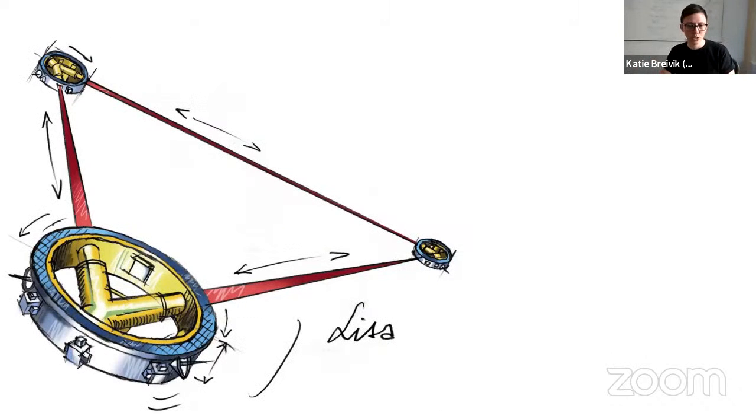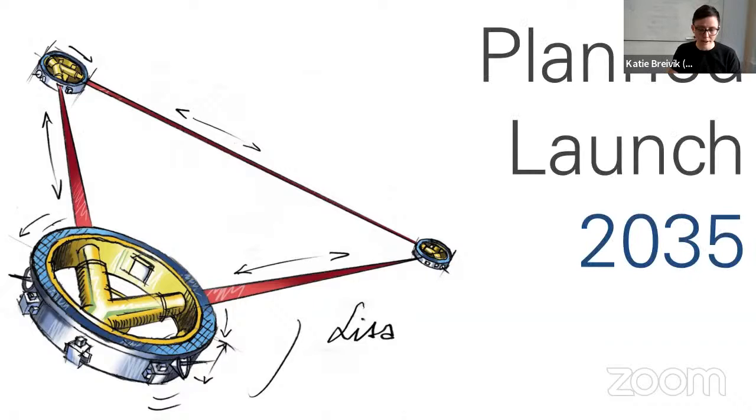Unfortunately for us, it's 2022, so LISA is still a cartoon. It's not fully built yet. LISA's planned launch is in 2035 at the moment. It was 2034 until the pandemic hit. So a 1-year pandemic slip is actually pretty shockingly good for an enormous space mission like LISA.